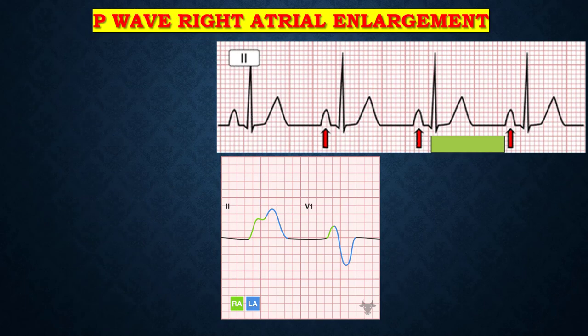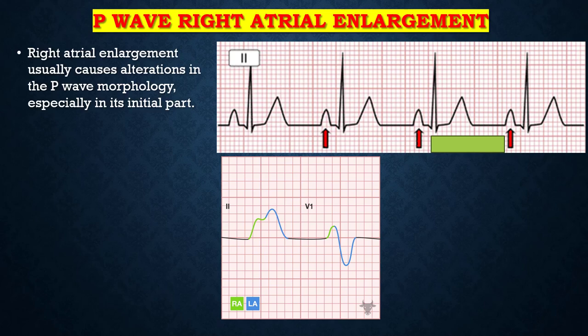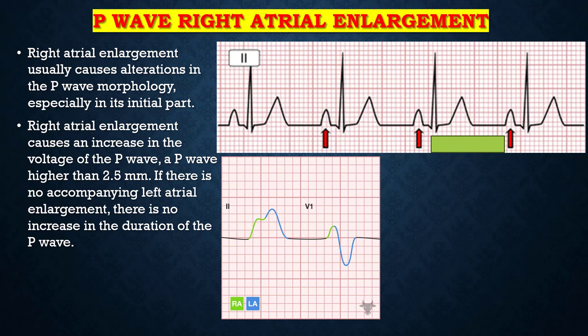Right atrial enlargement usually causes alteration in the P wave morphology, especially in its initial part. These are the initial part of the P wave. Right atrial enlargement causes an increase in the voltage of the P wave.